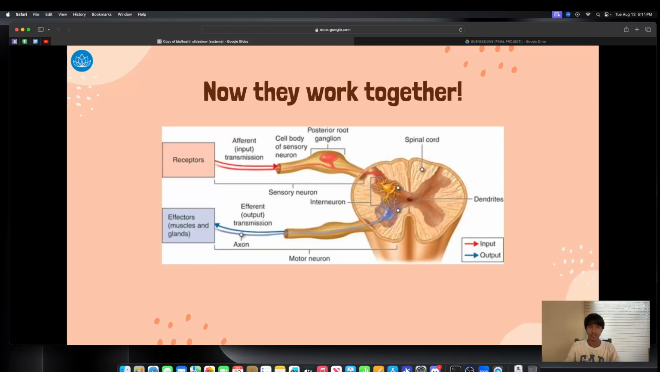Okay, so now they work together. So as you can see, the receptor takes the input, sends it to the spinal cord, and the spinal cord is the interneuron, right? The middle thing that's passing on the information, and then it sends it to the motor neuron, which is the effector. And yeah, it's giving the output in the blue, you can see, right?